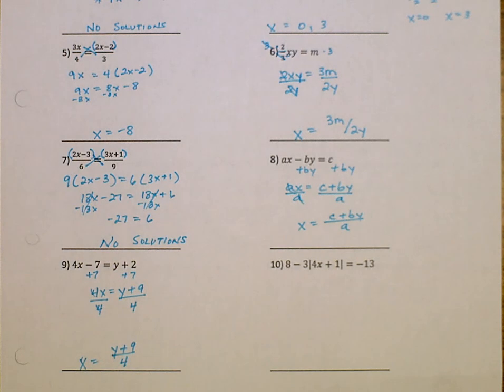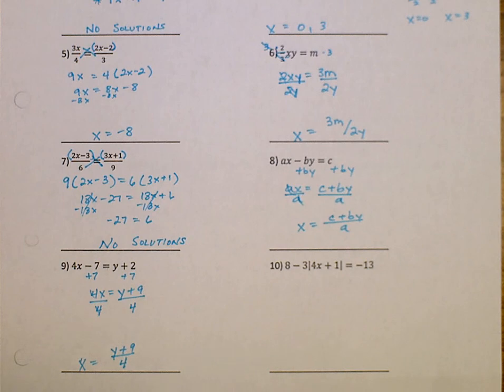Remember that the thought process you can go through is, what am I trying to get by itself? What's stopping it from being by itself? What operation is it doing? What's the opposite of that operation? You can continue asking yourself that line of questioning until your problem is solved.